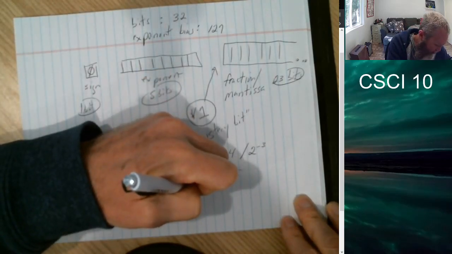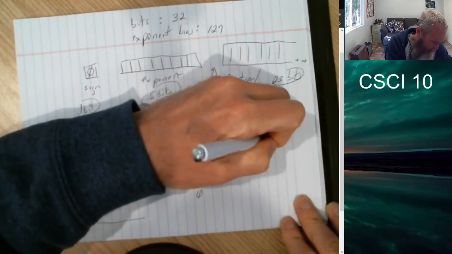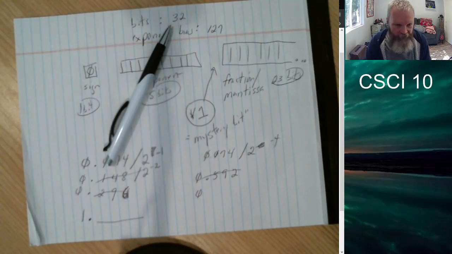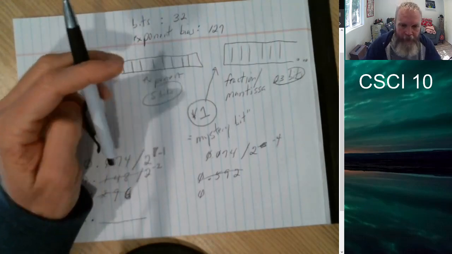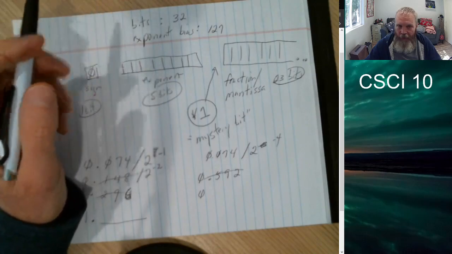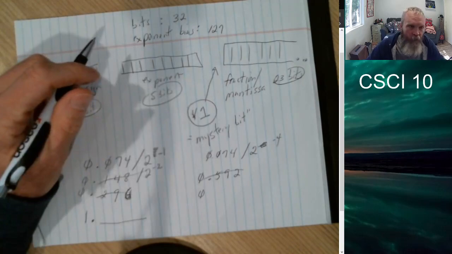If I'm doing the math wrong, someone please correct me. Let's try 16. I'm going to cheat and use a calculator, by the way. So I need 0.074 times 16. Okay, so 0.074 divided by 2 to the negative 4 is the same thing as 0.074 times 2 to the 4th, which is 1.184.